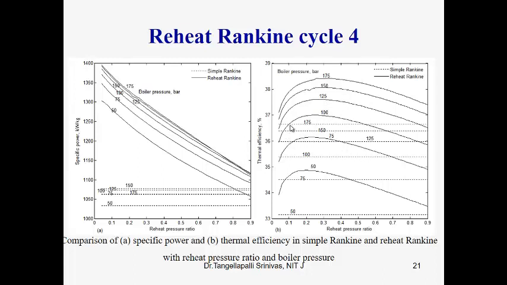But in some cases only, that is at very low reheat pressures and very high reheat pressures, there is a drop in thermal efficiency, as discussed in the earlier slide on mean temperature of heat addition. And the optimum reheat pressure also changes, increasing with increasing boiler pressure.